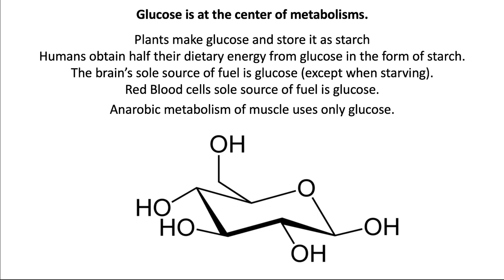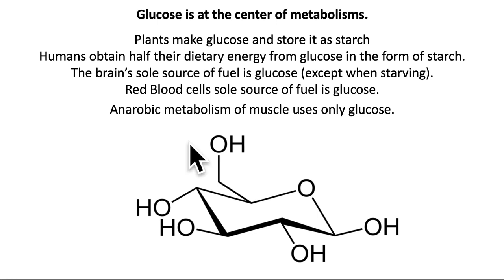It's a good system. And for that matter, glucose is at the center of life on Earth. Photosynthesis, which makes the fuel that animals ultimately depend upon, is the process of turning carbon dioxide and water into glucose. Half of our dietary energy, humans across the planet, comes from glucose in the form of starch from plants. Your brain wants to only burn glucose. It will resort to ketone bodies if you're starving to death, but mostly it burns glucose. Your red blood cells exclusively burn glucose. Anaerobic metabolism in muscle uses specifically glucose.